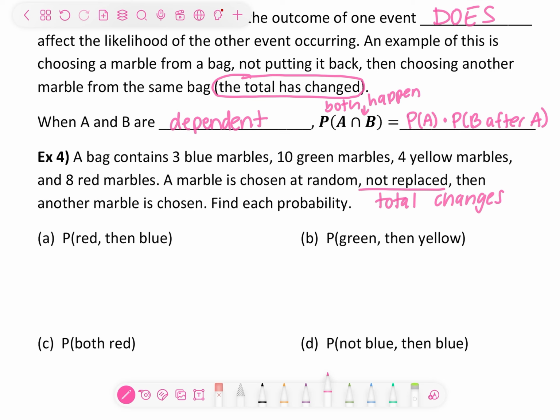So first things first, let's figure out the total at the beginning. So we have 3 plus 10 plus 4 plus 8. Add those all up. I'm going to do it in the calculator just to make sure. 17 plus 8 should be 25. Okay, so the total is going to change, but the total is starting with 25. So we have 25 total to begin with.